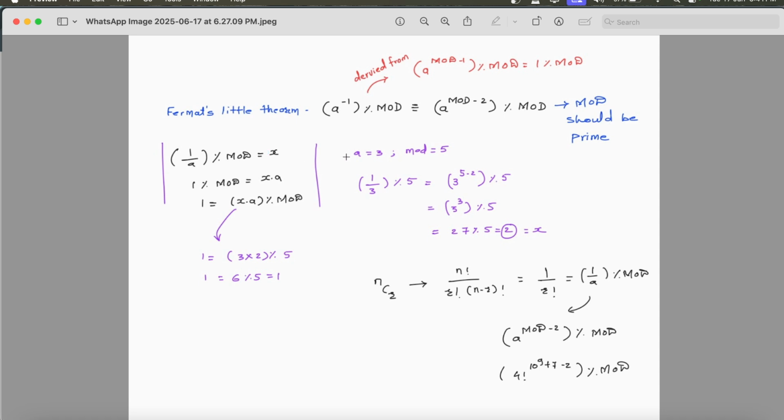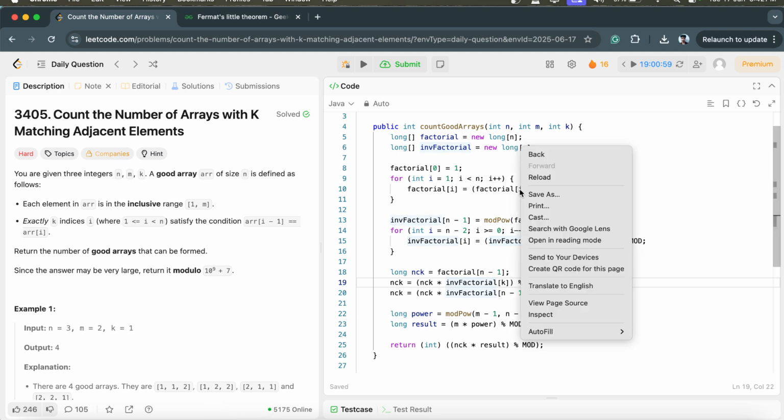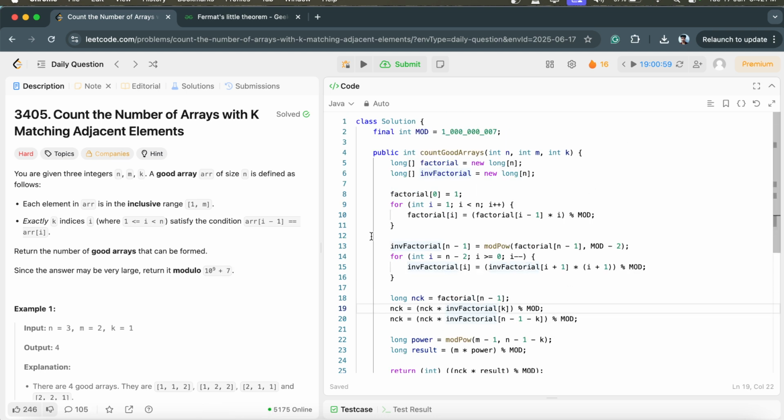Okay, let us say that a value is equal to 3 and the mod value is equal to 5. Whatever mod value we use, it should be prime. The value 10 to the power of 9 plus 7 is a prime number, so yes, we can apply this formula if we have the inverse of a number and want to get its modulo.